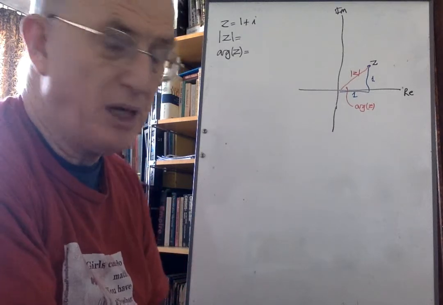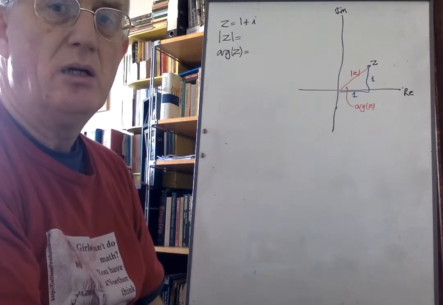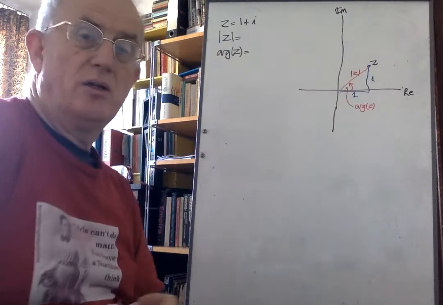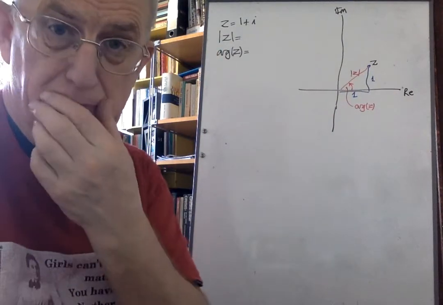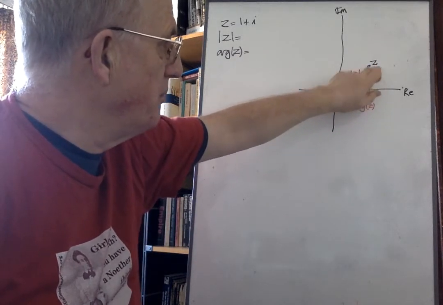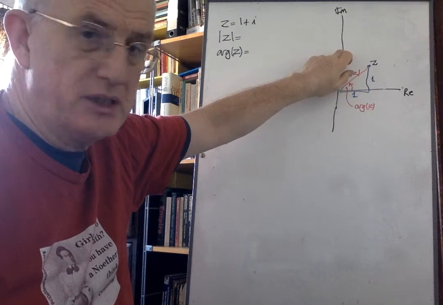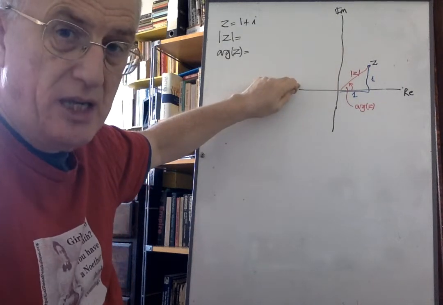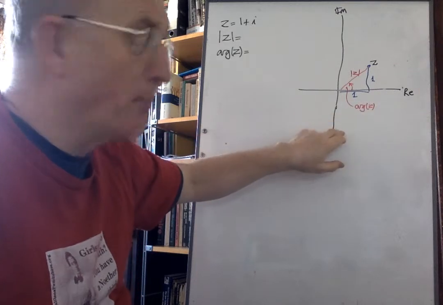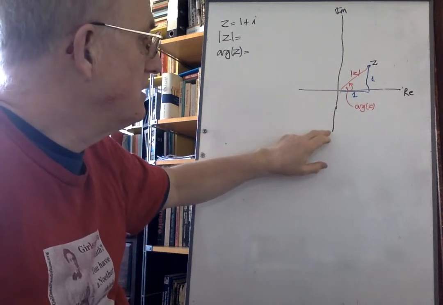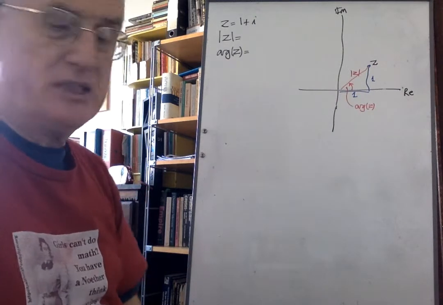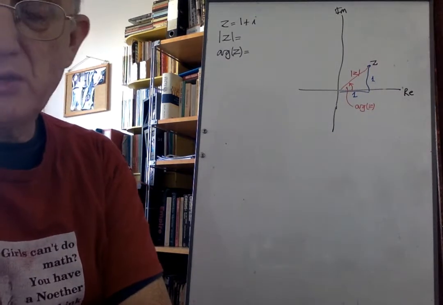Direction is measured by an angle measured anti-clockwise from the positive real axis. So complex numbers will have an argument of between 0 and 90 degrees there, between 90 and 180 there. They'll have an argument of 0 to minus 90 there, and minus 90 to minus 180 there. Let's see if we can find these quantities.